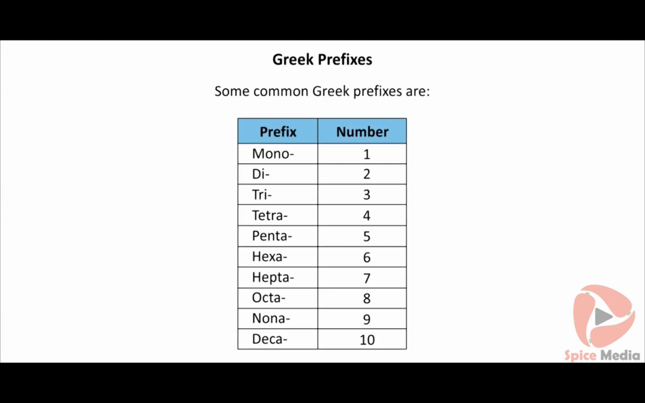Some common Greek prefixes are mono 1, di 2, tri 3, tetra 4, penta 5, hexa 6, hepta 7, octa 8, nona 9, and deca 10.